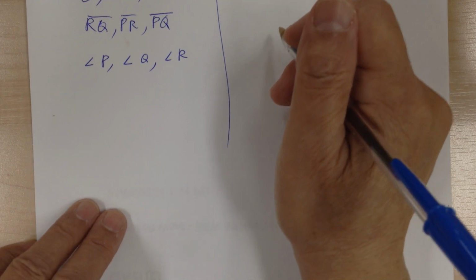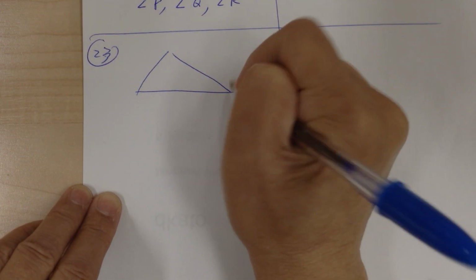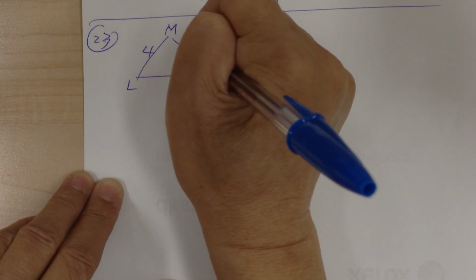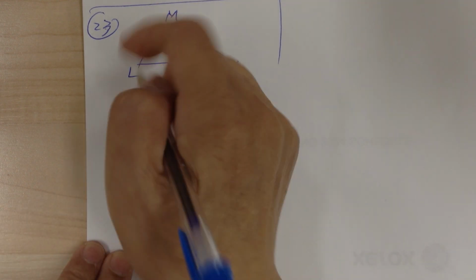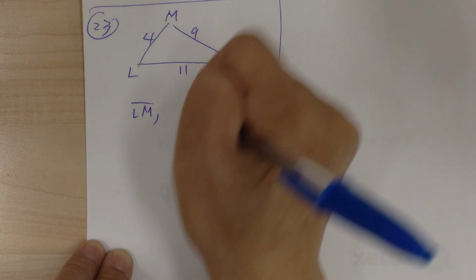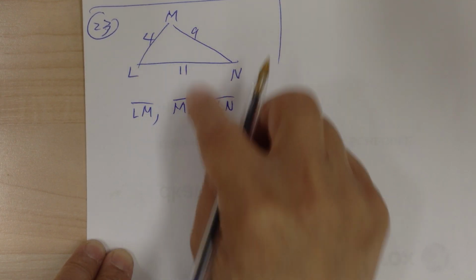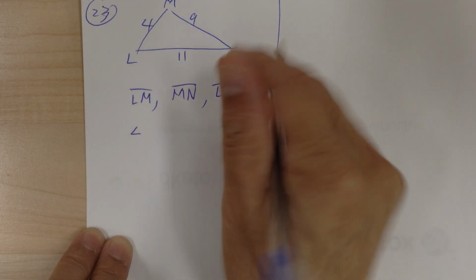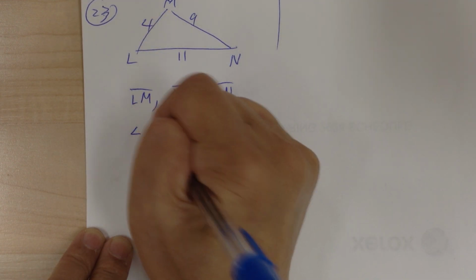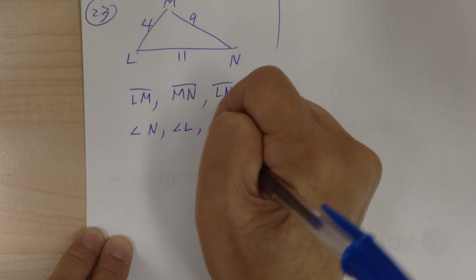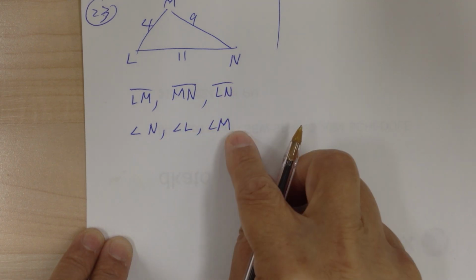Okay, 23. You have the triangle M, L, N, so this is 4, 9, 11. So the smallest length would be LM, and then MN, and then LN. So 4, 9, 11. The smallest angle is facing the shortest side, so it would be angle N, and the middle one is angle L, and the largest one is angle M. Again, from smallest to the largest.